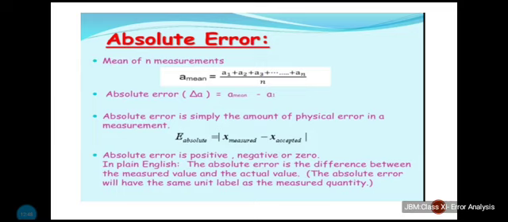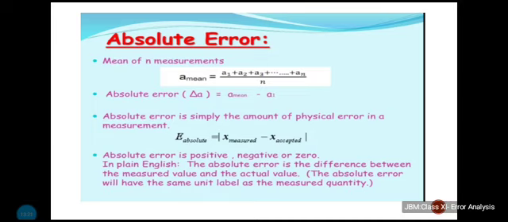Absolute error is simply the amount of physical error in a measurement. The magnitude of the difference between the individual measurement and the true value of the quantity is called the absolute error of the measurement. Absolute error is positive, negative or 0. In plain English, the absolute error is the difference between the measured value and the actual value.